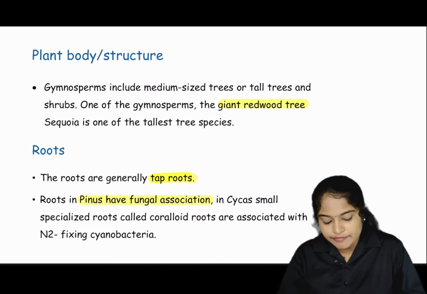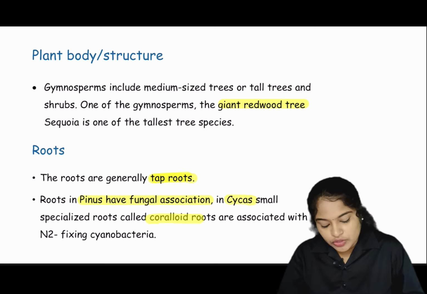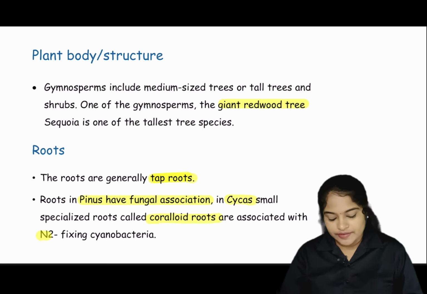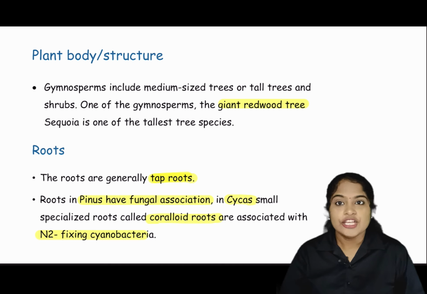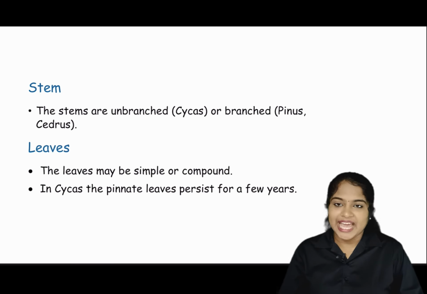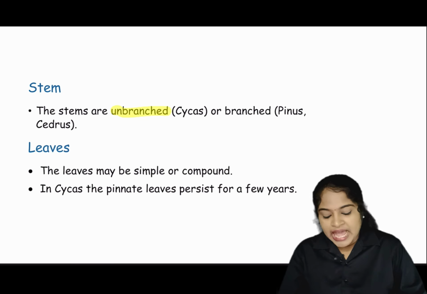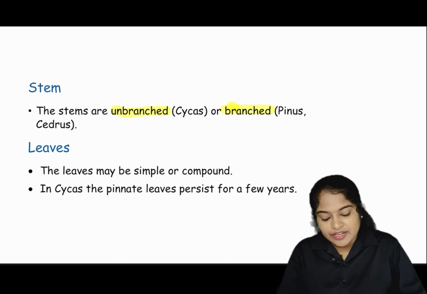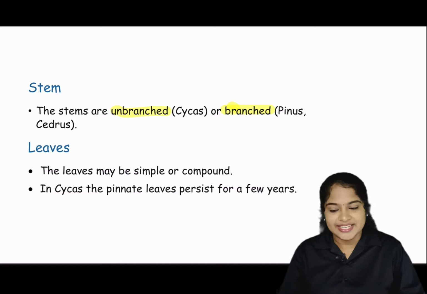Roots in Pinus have fungal association. And in Cycas, small specialized roots called coralloid roots are associated with nitrogen fixing cyanobacteria. So they help in atmospheric nitrogen fixation and also this fungal association is also present in the Pinus. Stems in Gymnosperms can be both branched and unbranched. Unbranched example Cycas and branched example Pinus and Cedrus.